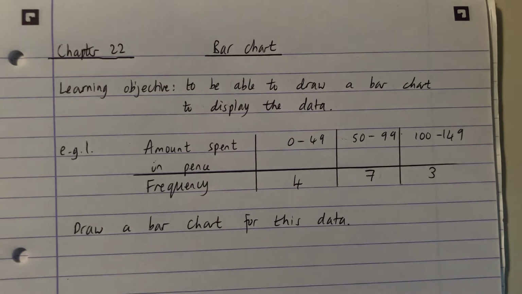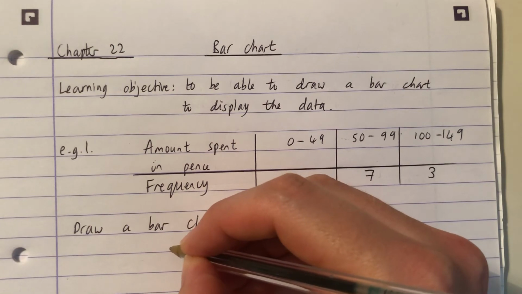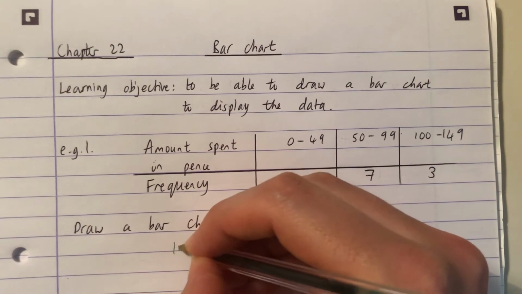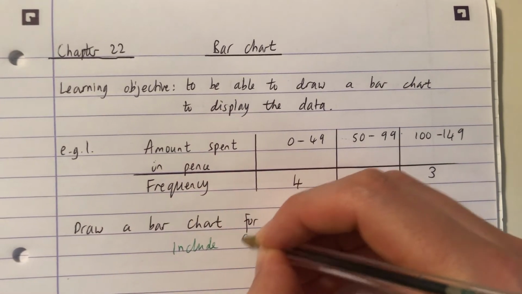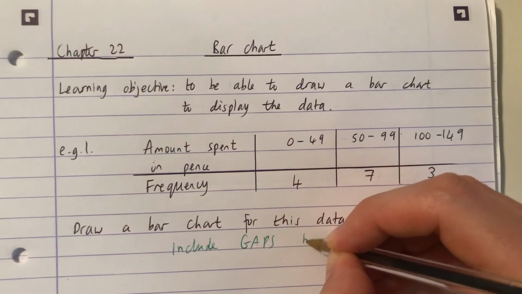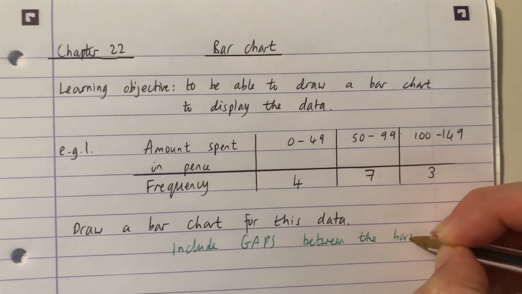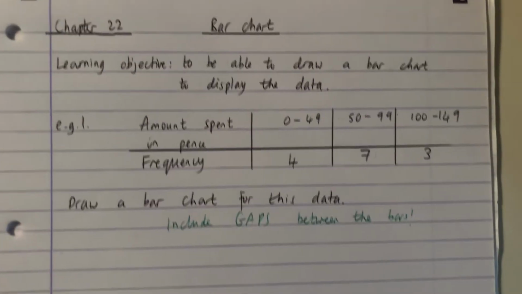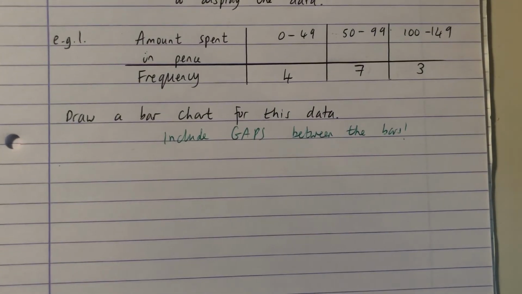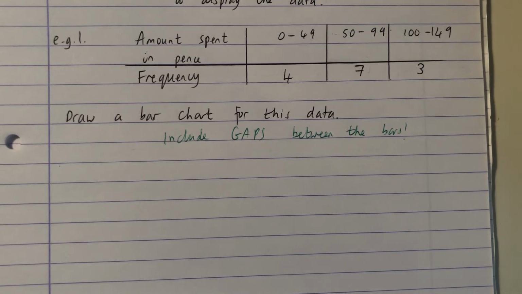Now, there are a couple of things that you need to include for a bar chart. And the main thing is you have to include gaps between the bars. A lot of people forget that, and if you forget that, then you wouldn't get any credit for that particular bar chart.